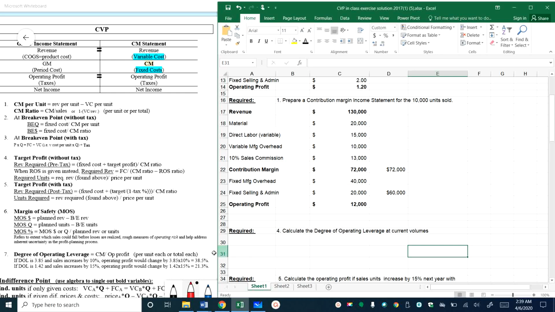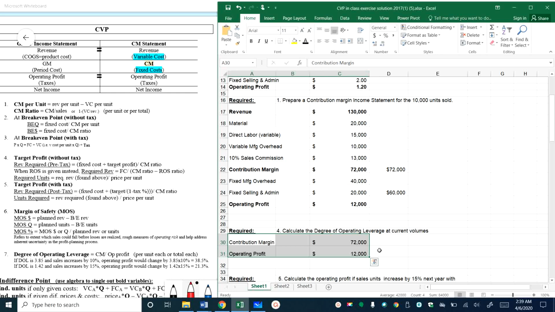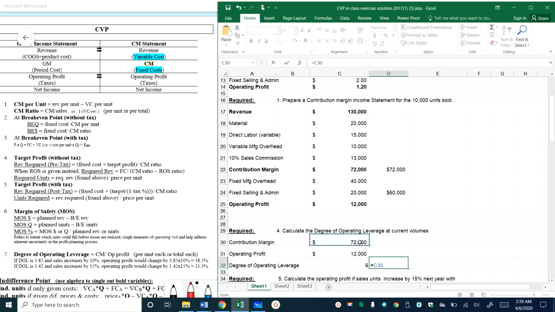Okay, so we know that the degree of operating leverage is just contribution margin divided by operating profit. And we can use those in total or per unit. So we're just going to find our contribution margin and operating profit, which are 72,000 and 12,000. So our degree of operating leverage would just be that 72,000 divided by the 12,000, which equals 6.